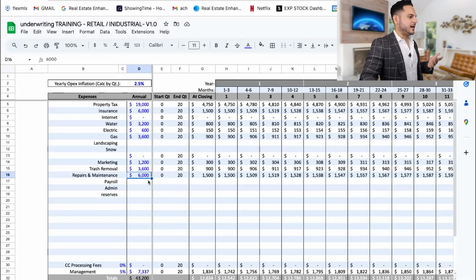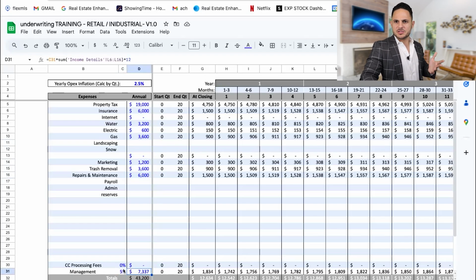The seller gave me $3,000. I doubled it. I said $6,000. It's a pretty small property, so $1,000 a unit a year. And then you always have to have a management fee plugged in of roughly 5% to make sure I'm underwriting this appropriately. Even if you're going to manage it yourself, you want to budget at least 5% for management.